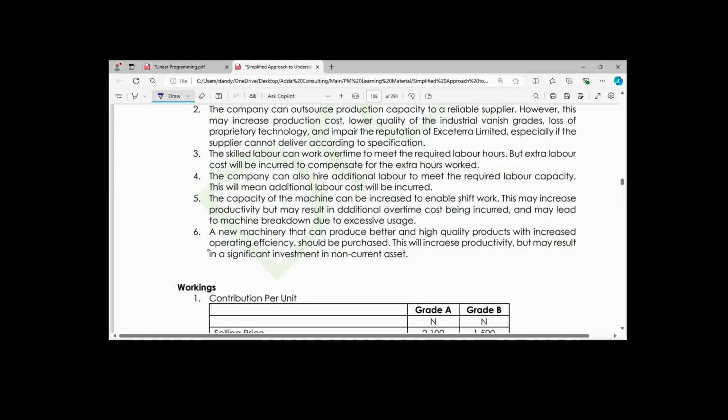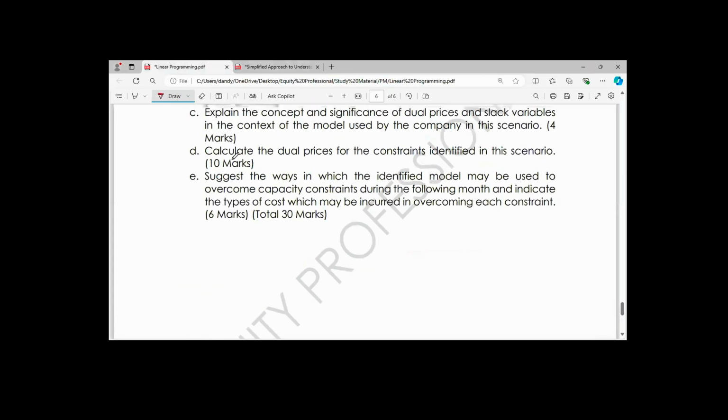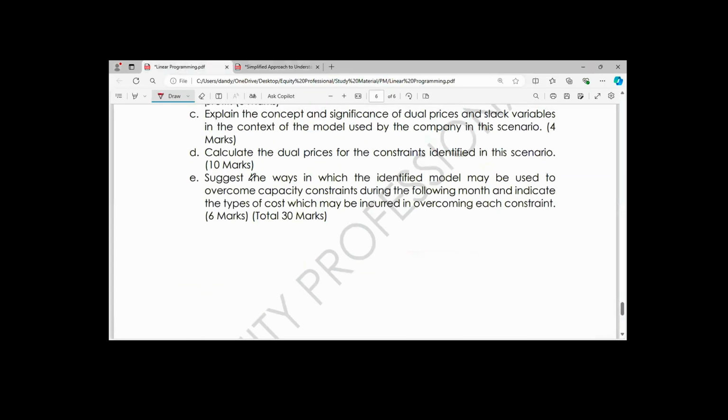Another thing is that the company will need to determine whether the funds are available to purchase the new machine, or they can go ahead and borrow the money to purchase the new machinery. So these are the points listed to address the requirement E. And according to your question, requirement E is just 6 marks, 6 bonus marks.